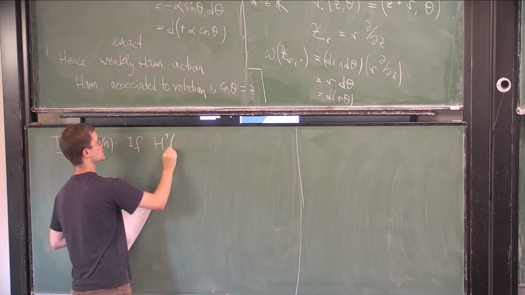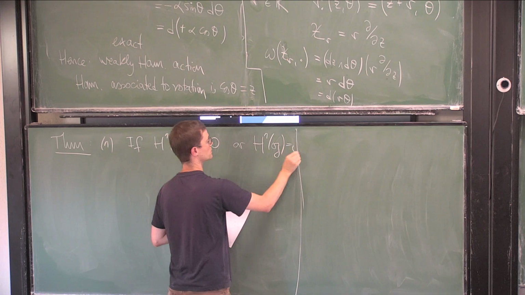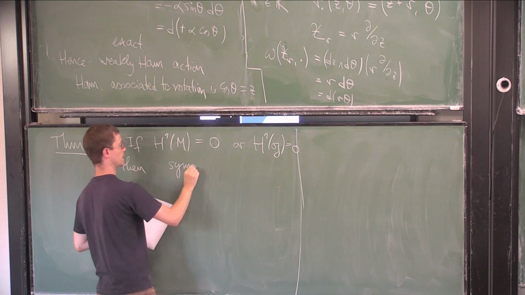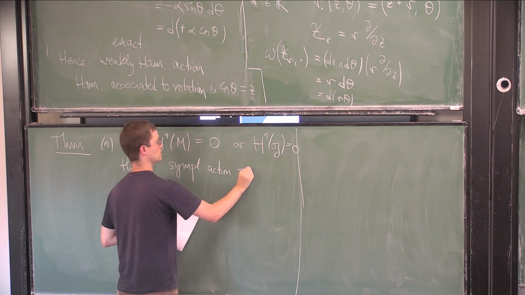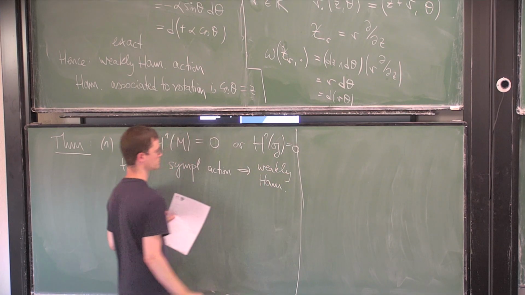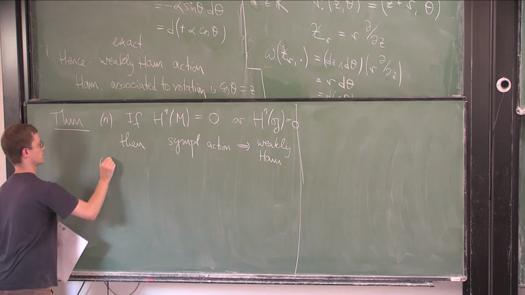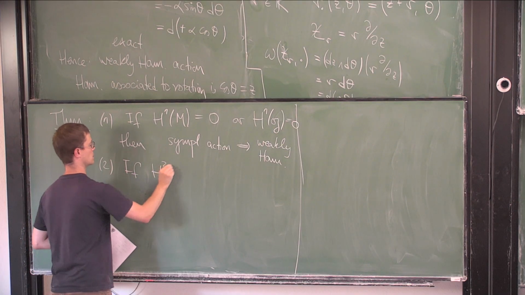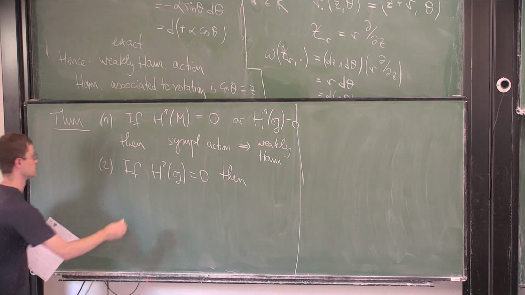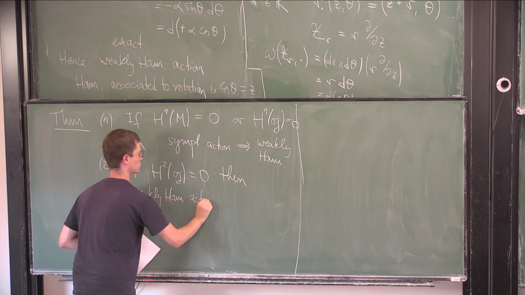If the first cohomology group of your manifold is 0, or if the first cohomology group of your Lie algebra is 0, then a symplectic action is automatically weakly Hamiltonian. And the second point is: if the second cohomology of G vanishes, then a weakly Hamiltonian action is automatically Hamiltonian.